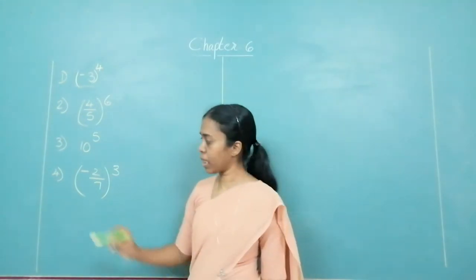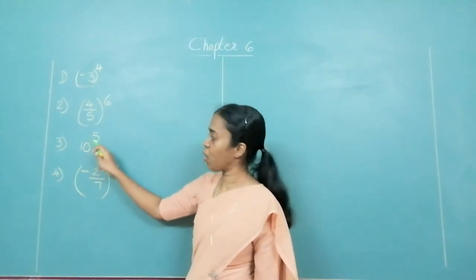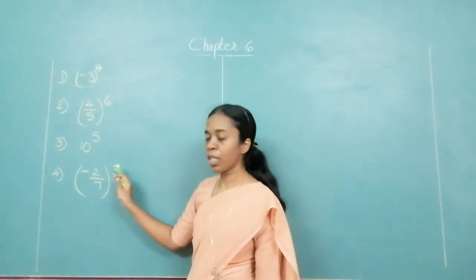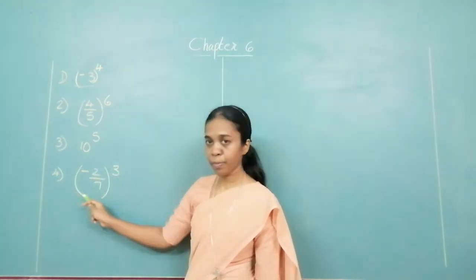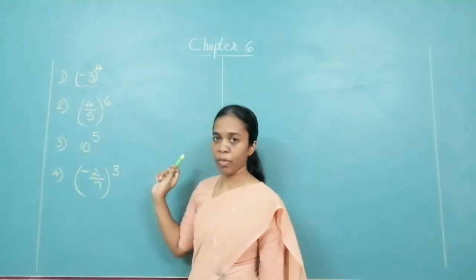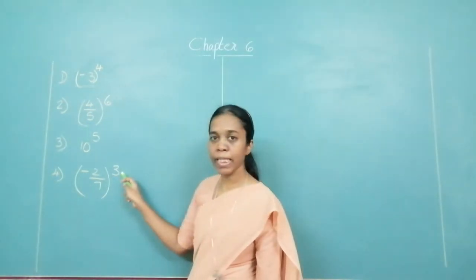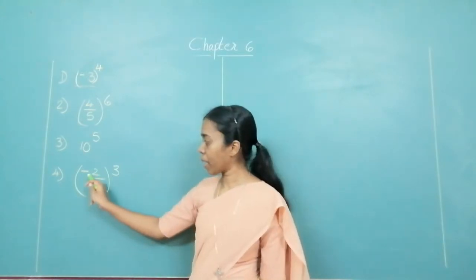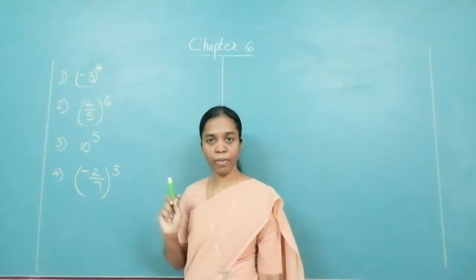In this case, 10 raised to 5. What is the base? 10 is the base. 5 is the index. Minus 2 upon 7, and you can see the bracket, raised to 3. What is the index? Index is 3. What is the base? Base is minus 2 upon 7.